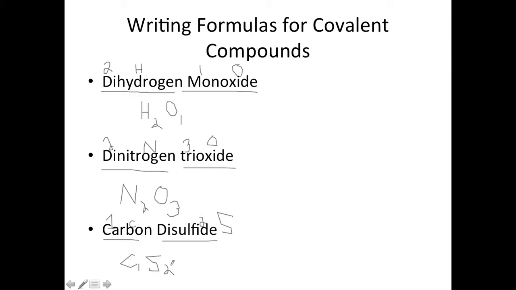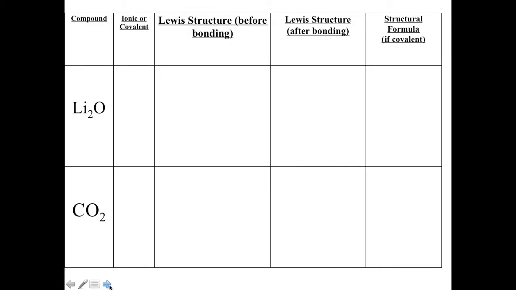That's how we name covalent compounds. Let's go on. Last thing you need to know for the test is drawing Lewis structures. So let's look at two examples. You can do these two examples, you're going to do great on the test.